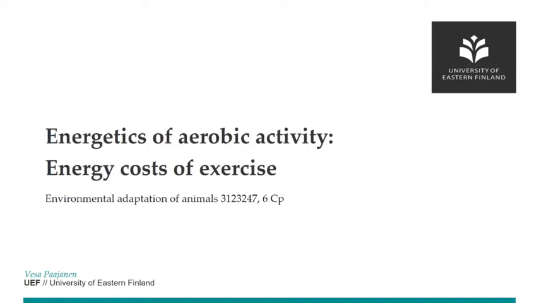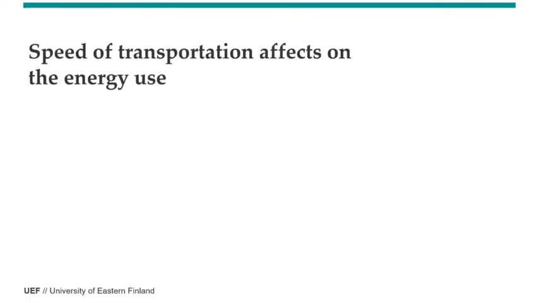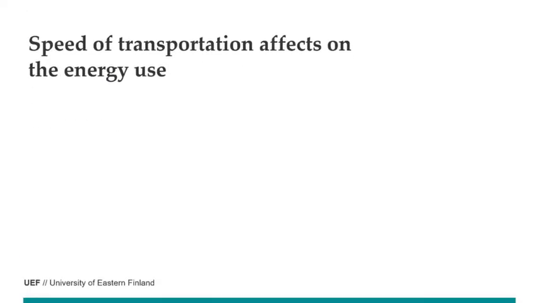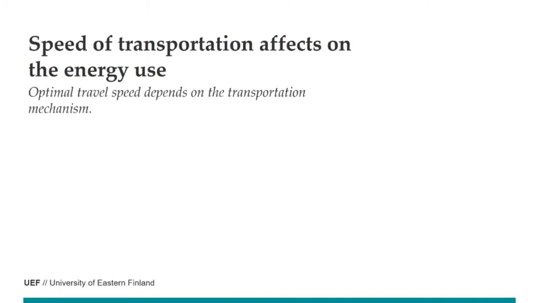So far we have learned that we have different ways to measure the energy consumption in animals, and depending on the way of transportation, it affects the energy costs as well as the speed of the travel. The speed of the travel always affects it, but it depends on the way you travel. So the optimal travel speed depends on the mechanism.